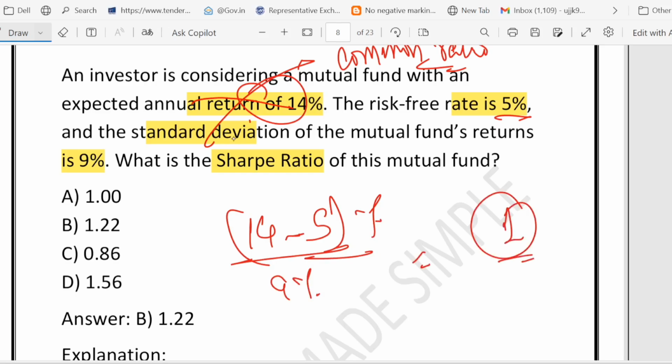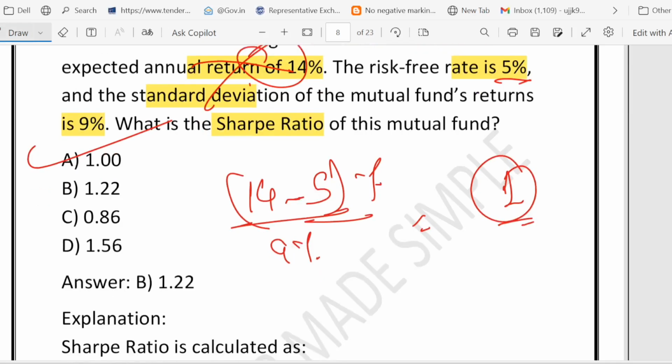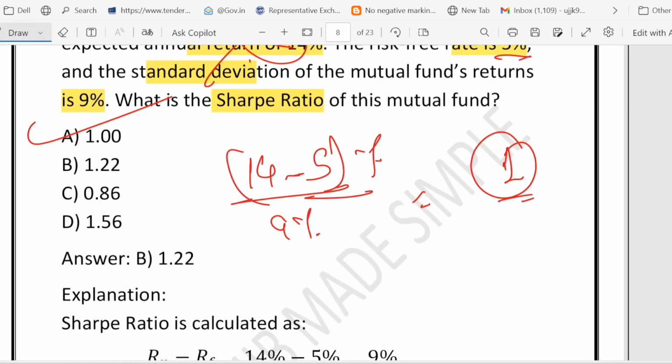Just see, it will give you 1. So the answer will be option number A. Now let's interpret it. What does it indicate? So option number A is correct. That's what our calculation gives. It means that our mutual fund gives 1 unit of extra return for each unit of risk taken. Pretty balanced, right? Not too risky, not too inefficient. And the rest of the options are incorrect.